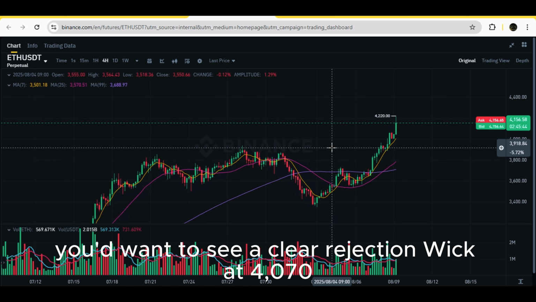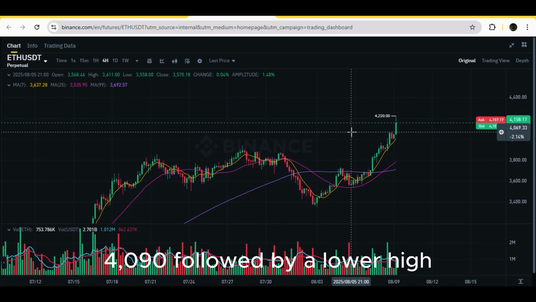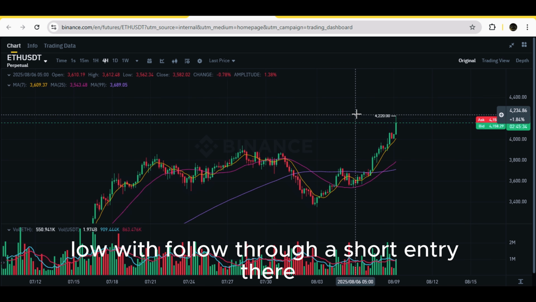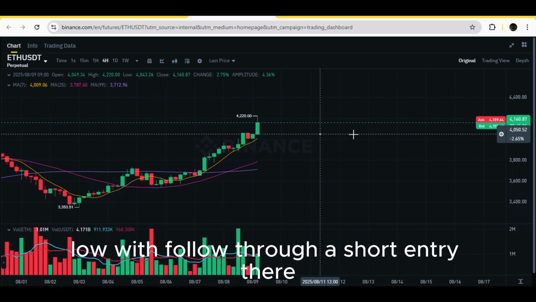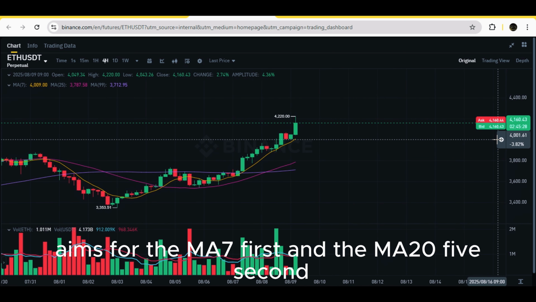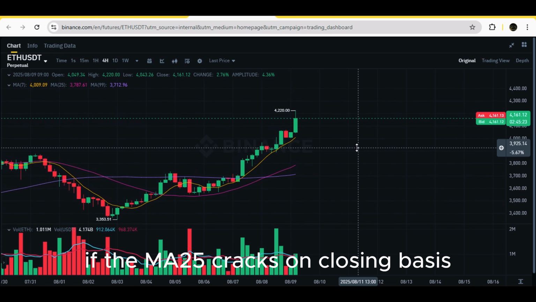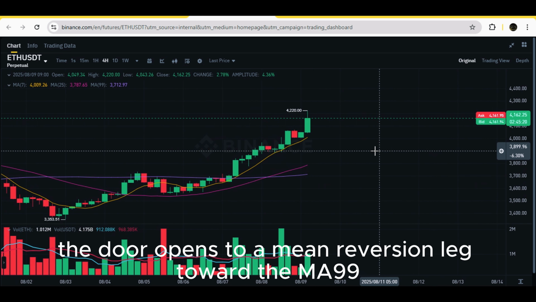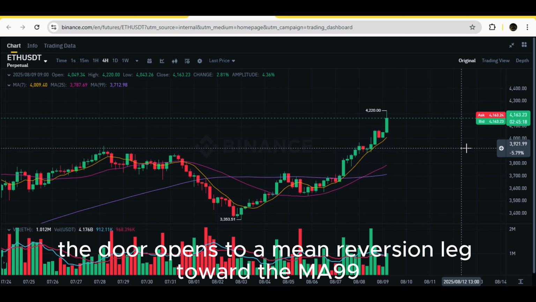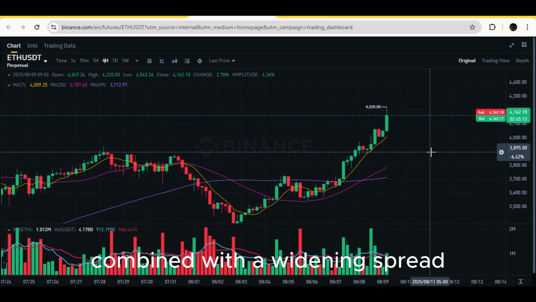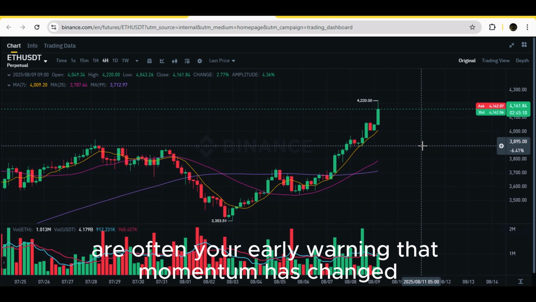For a bearish tactical trade, patience is key because the higher time frame trend is still up. You'd want to see a clear rejection wick at 4,070, 4,090, followed by a lower high and then a breakdown through the most recent 4-hour swing low with follow-through. A short entry there aims for the MA7 first and the MA25 second. If the MA25 cracks on closing basis and flips to resistance, the door opens to a mean reversion leg toward the MA99. Always keep an eye on the mark price while managing stops. Rapid funding flips combined with a widening spread are often your early warning that momentum has changed.